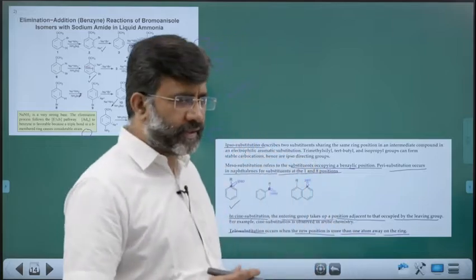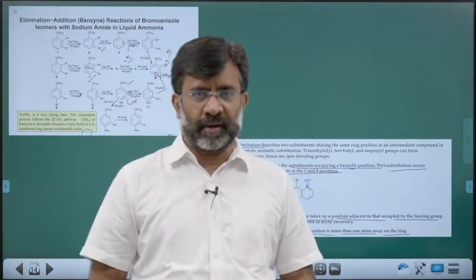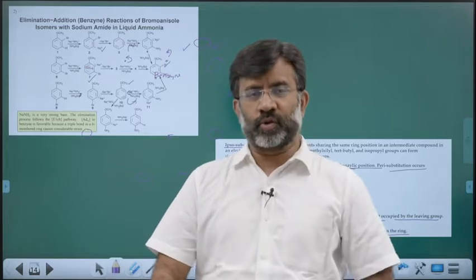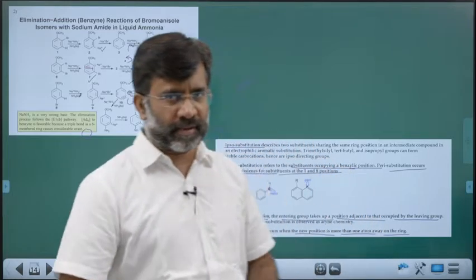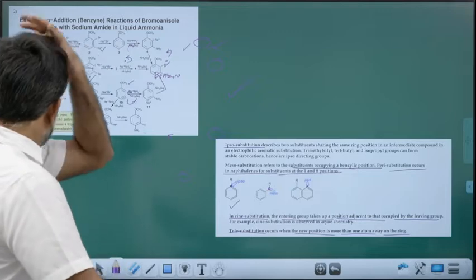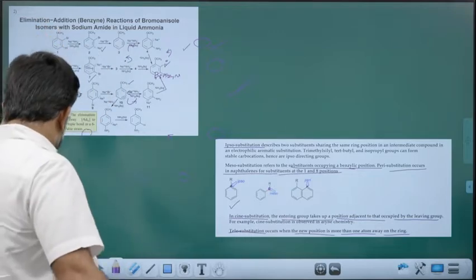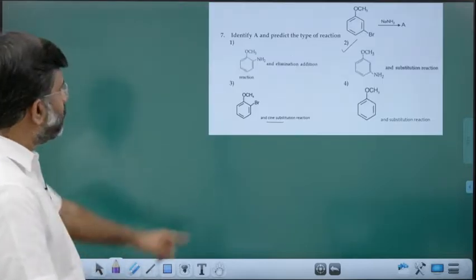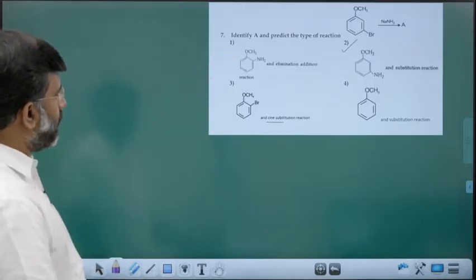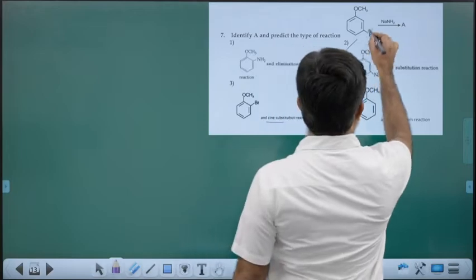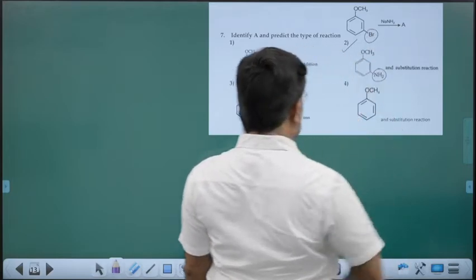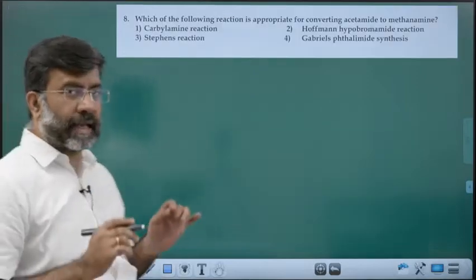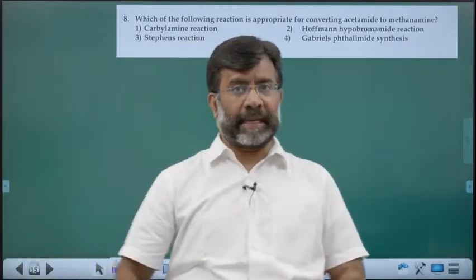Amines is a simple chapter, but many questions come from it, sometimes even 3 questions we can expect from the chapter. That's why some additional points are also encountered. So the answer for that question will be the second choice. This bromine will go and there will be an NH2 group. But remember, it is happening via the benzyne mechanism.